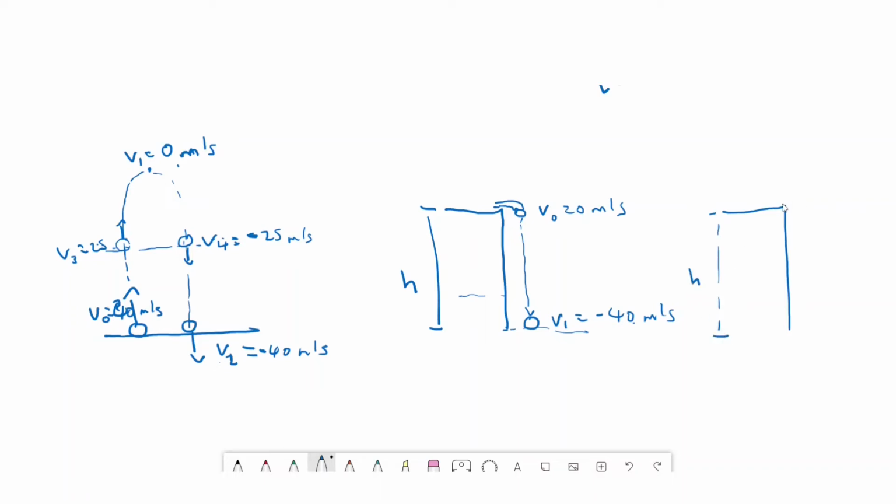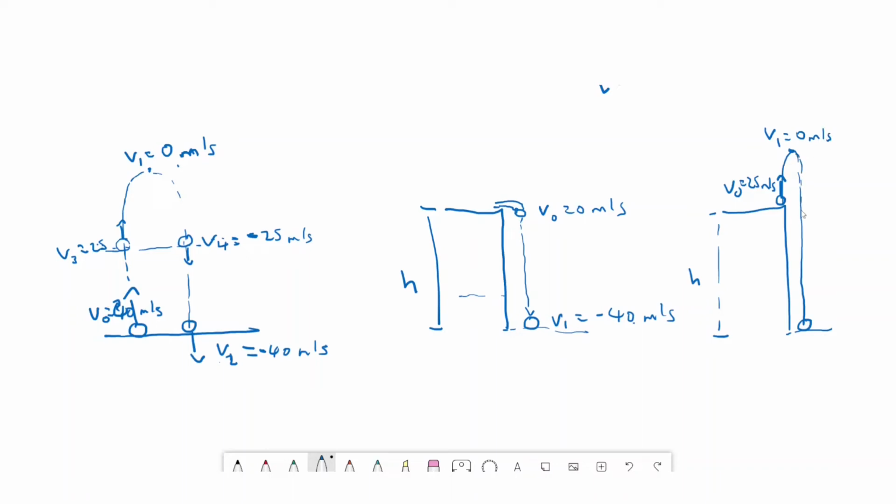But they throw the ball up, remove their hand, then the ball comes down, and then it hits the ground. So the ball was thrown up, so they released it maybe with an initial velocity, let's say it's 25 meters per second. Then maybe somewhere here it is going to stop before it turns. This is going to be 0 meters per second.